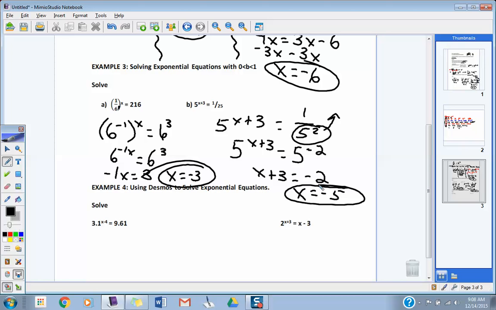The whole idea today is this. Rewrite your equations so that your bases are the same. Once your bases are the same, kick them out, set your exponents equal to each other, solve for x. That's all you're doing today.